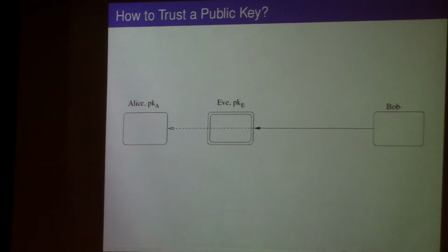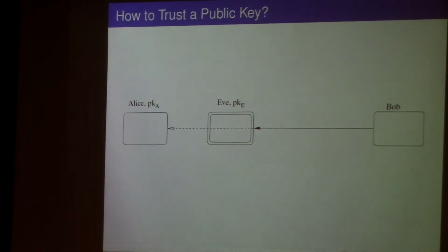So if Bob gets PKE instead of PKA, he encrypts his message using PKE, but then Eve can decrypt it. So there is no security. All the security completely vanishes. In the context of signatures, Eve puts out a public key in the name of Alice, says PKE is Alice's public key. Then she signs a message using the corresponding secret key and sends it to Bob.